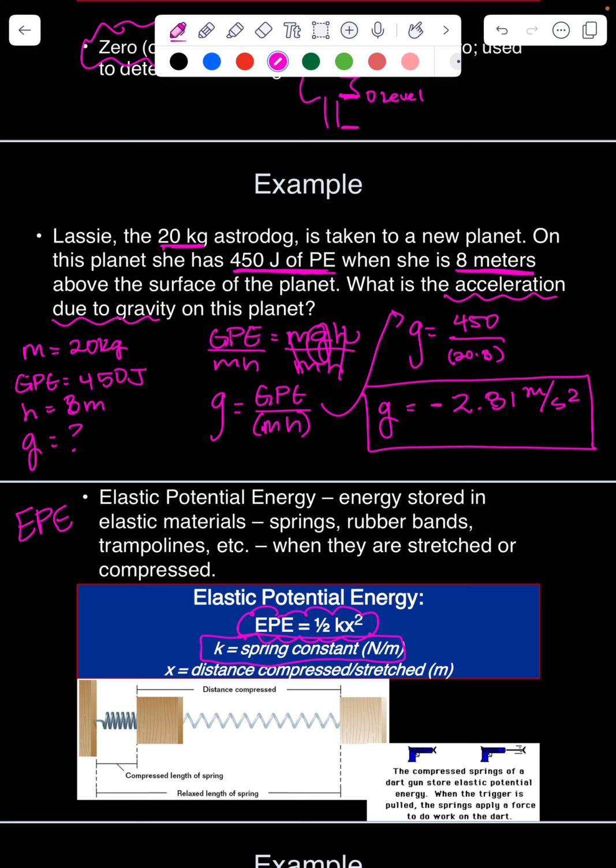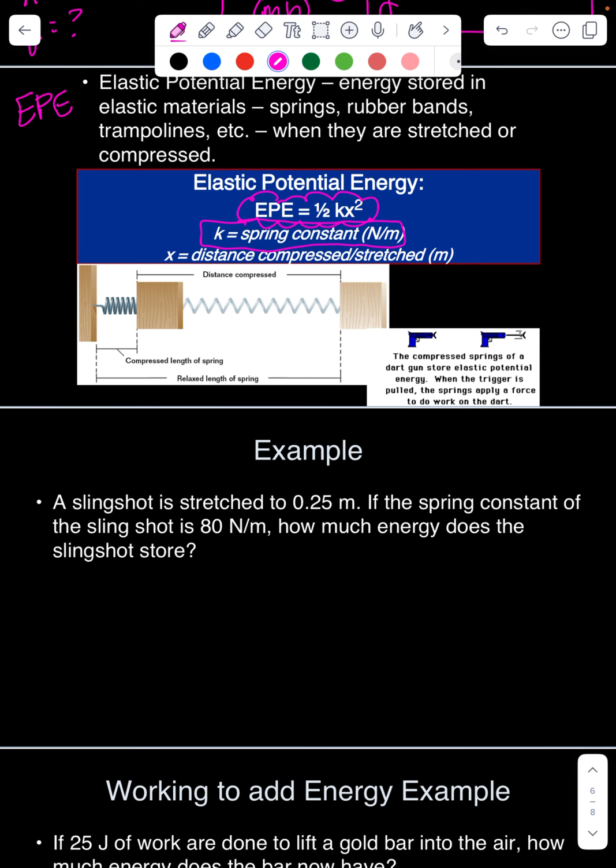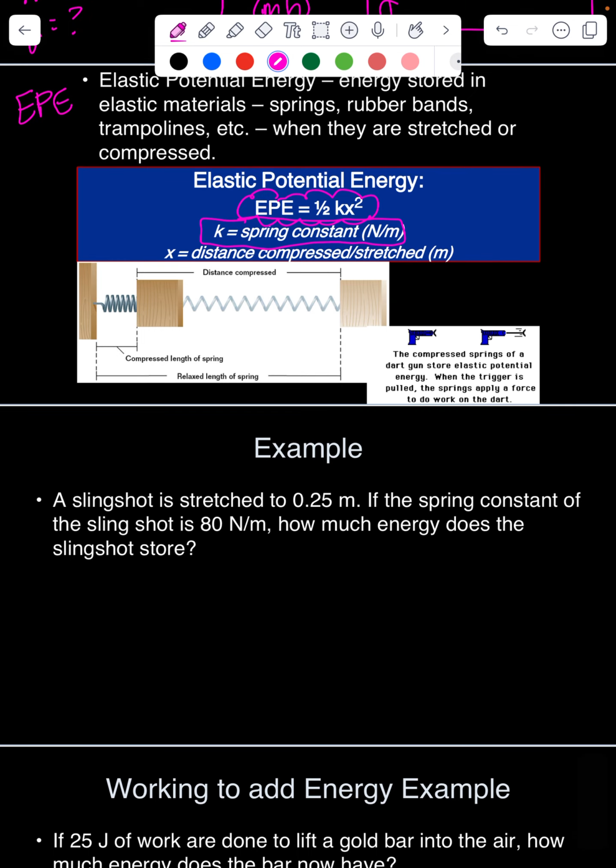Newtons per meter. All right, so the x is our third type of distance variable. The x represents how far something has been stretched or compressed, so it's going to be found in meters. All right, so let's look at this example. We have a slingshot that is stretched 0.25 meters. If the spring constant of the slingshot is 80 newtons per meter, how much energy does the slingshot store?